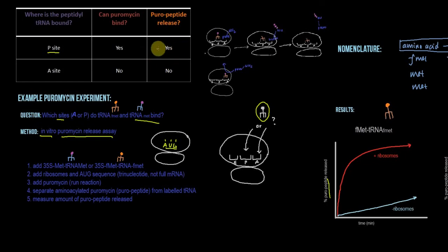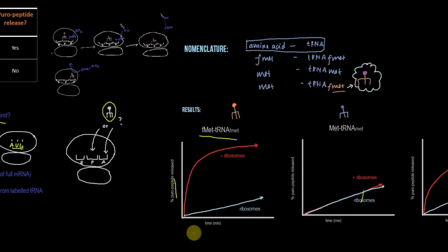Puropeptide release can only happen because puromycin can only bind if the peptidyl tRNA is bound in the P site. So remember, the question here is which site, the A or the P site, does Met-tRNAmet and fMet-tRNAfmet bind? And so if fMet-tRNAfmet results in a puropeptide release, it means that fMet-tRNAfmet must be binding in the P site. So the answer to this question is P site.